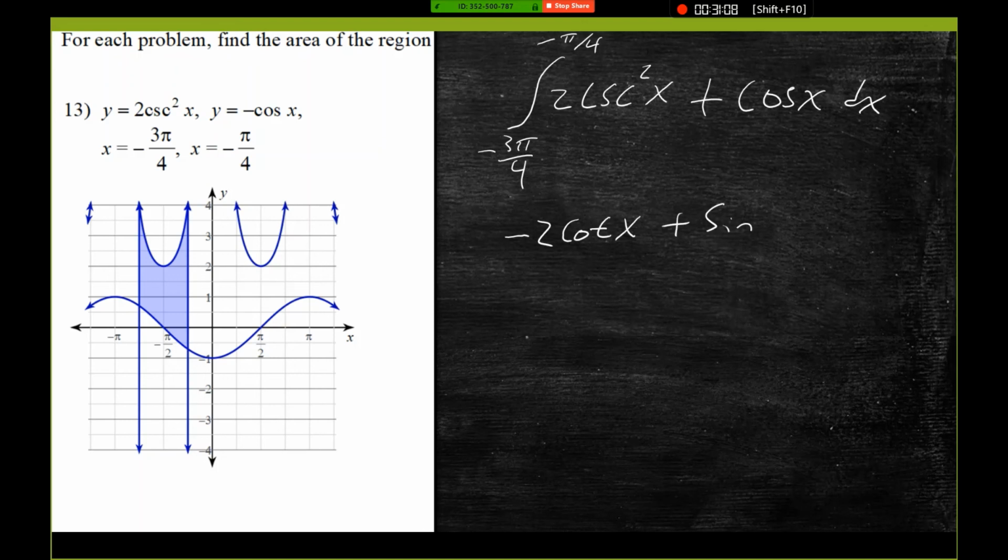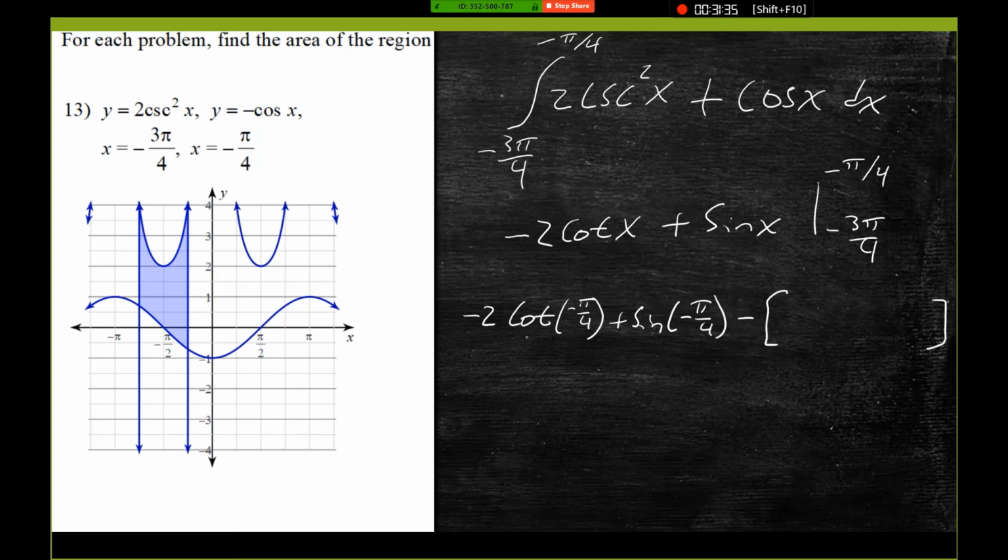So this is plus the sine of x. Okay, and then we're going from our lower bound negative 3 pi fourths to our upper bound of negative pi fourths. Okay, so we'll plug that in. This is negative 2 cotangent at negative pi fourths plus the sine at negative pi fourths minus negative 2 cotangent at negative 3 pi fourths plus sine at negative 3 pi fourths.